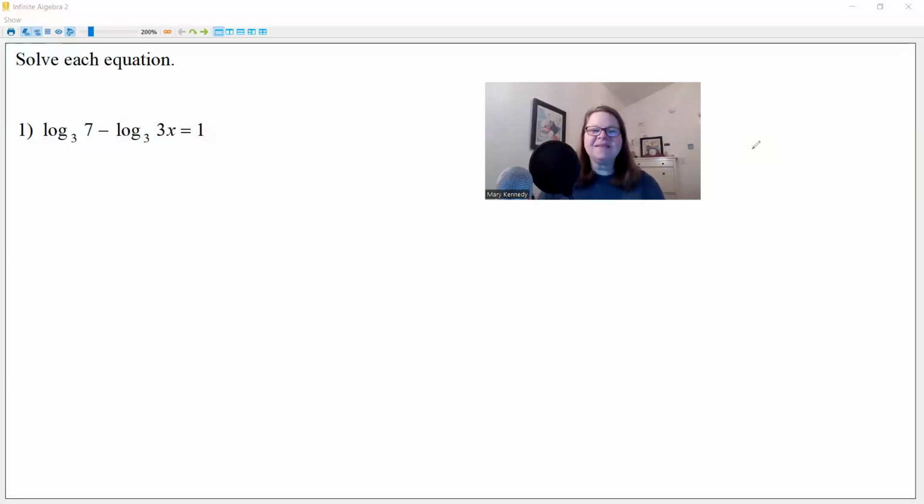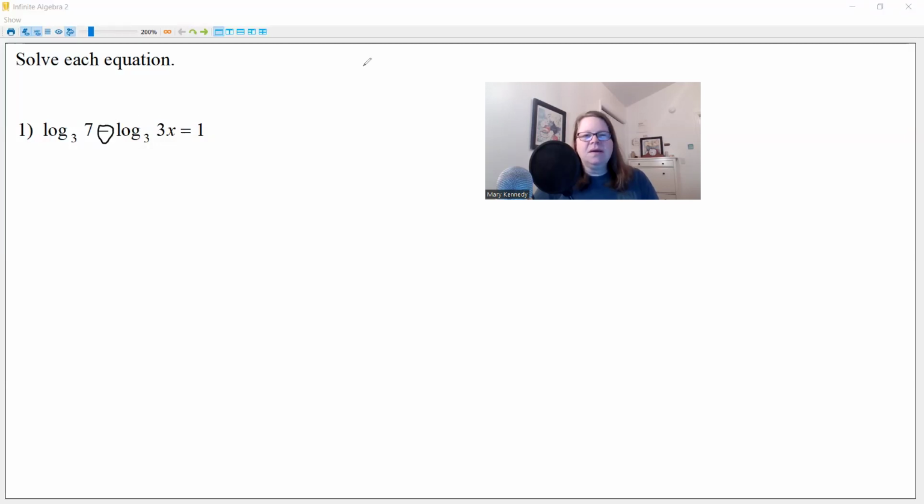Hey guys, let's look at this one with logs, and we have to know something about the properties here. So when you see a problem like this and you've got a log with the same base, like this has a base of 3, then you're going to look at what's between them. In this case, it's a subtraction sign.